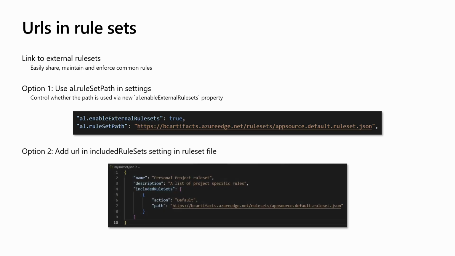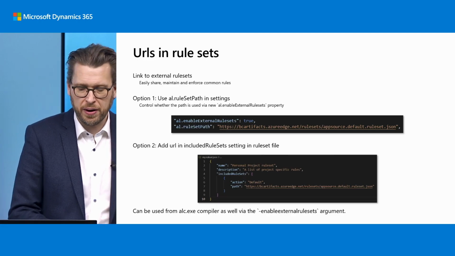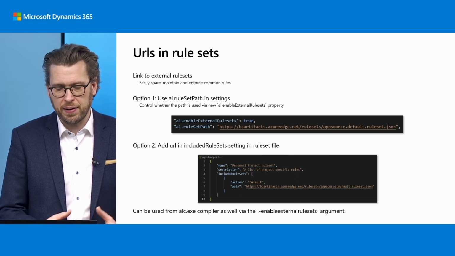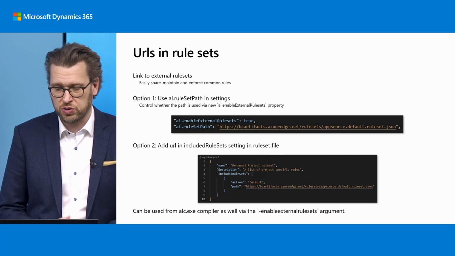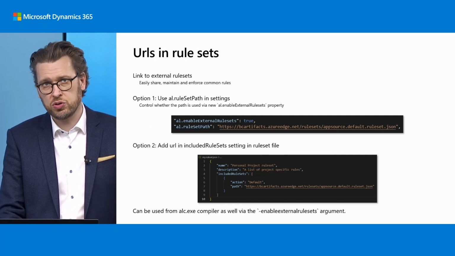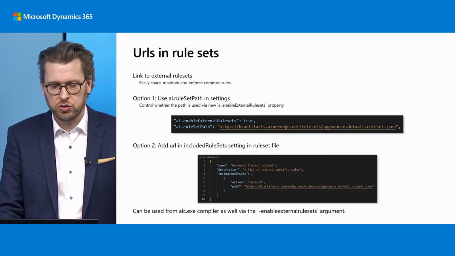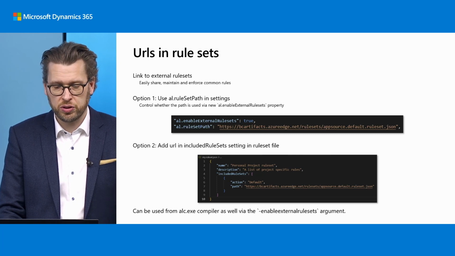The other option is that you can include the URL directly in the rule set file. So in the section around included rule sets, you can now also specify a path for pulling in external rule sets. And you can even use these from the compiler in the command prompt, because there's a new argument for enabling external rule sets as well. So this should make it, again, super easy to share and reuse rule sets.